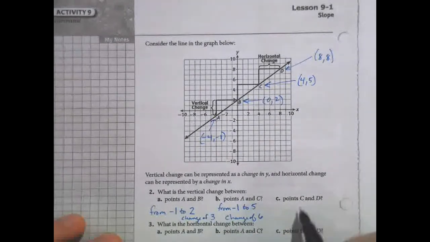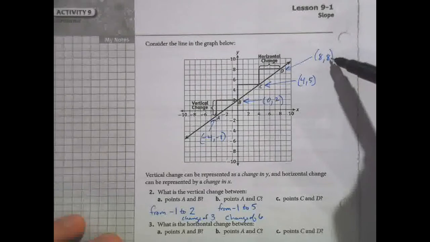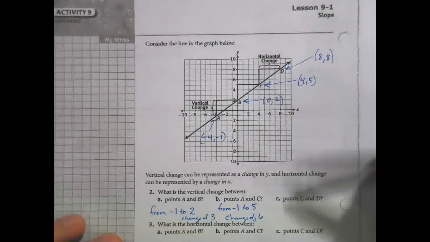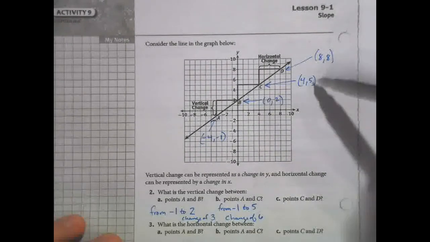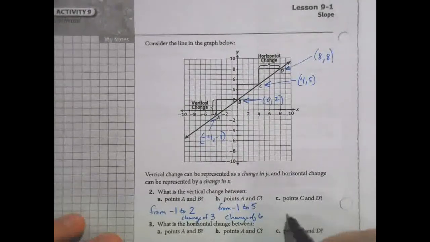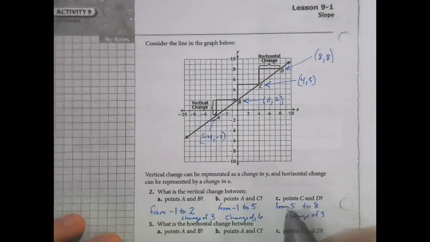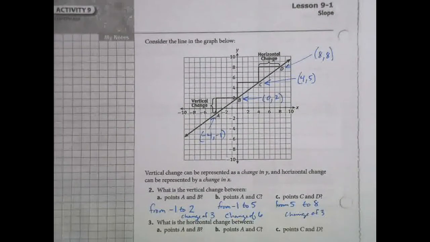Okay, and points C and D. So point C is at 5 and D is at 8. And I'm just looking at their vertical, I'm looking at their Y values. Alright, so 1, 2, 3. I went up 3. That's a change of 3. That went from 5 to 8. Okay. Now we're going to look at the horizontal change.